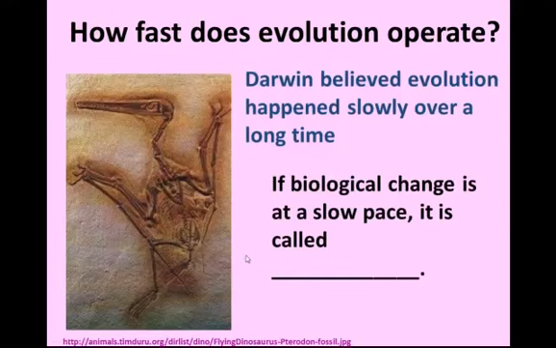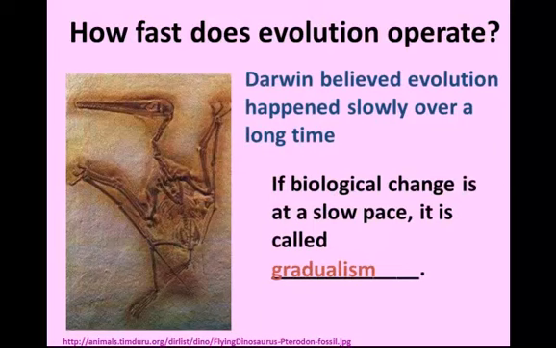Okay, so let's talk a little bit about patterns of evolution. And remember, Darwin kind of thought of the idea of evolution as little slow baby steps. Each generation a little bit different, slow changes over long periods of time, and that slowly these small differences would add up to big changes over long periods of time. The biological change is happening at a slow pace.